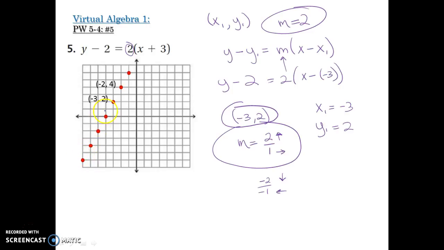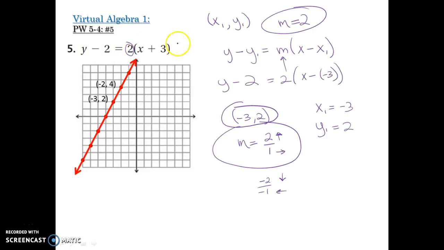Now I've got plenty of points, so I know exactly where my line is supposed to go. So I'm going to grab my handy ruler. I'm going to draw my line. Then I'm going to put away my handy ruler. And now I'm done graphing y minus 2 equals 2 times x plus 3.